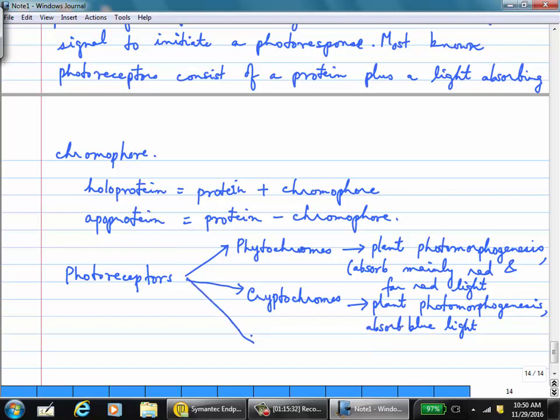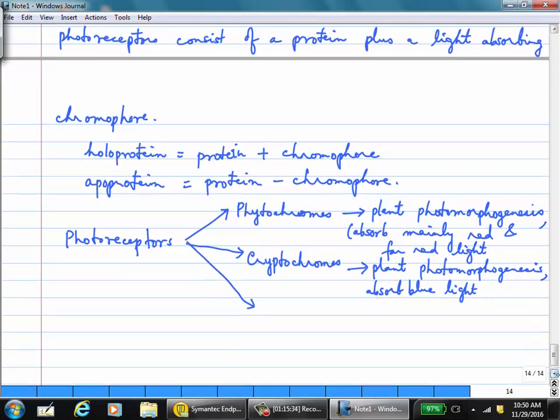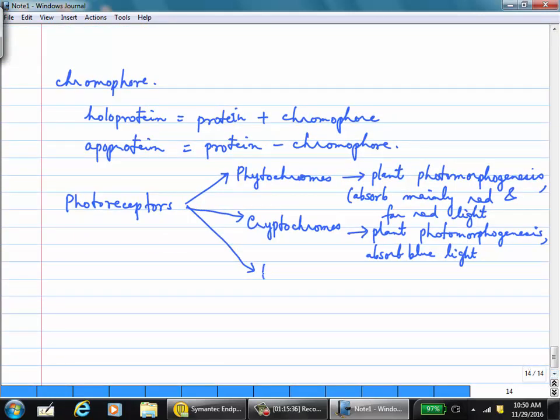The next group of photoreceptors are called phototropins. They induce responses like phototropism, that means growing towards light. Then chloroplast movement: when there is too intense sunlight, the chloroplasts move to the side, because the plant doesn't want to absorb too much light. So that's carried out by phototropins. So, chloroplast movements.